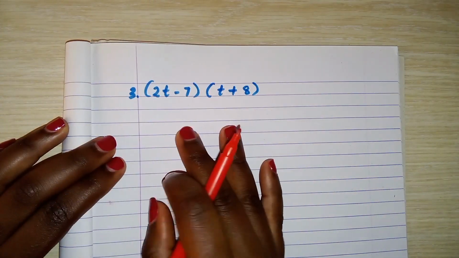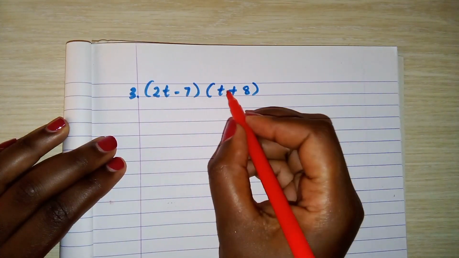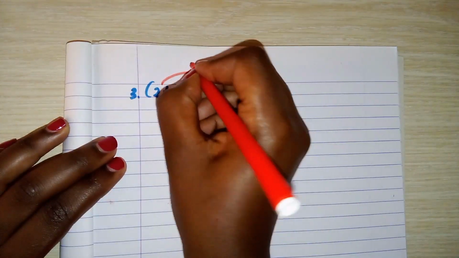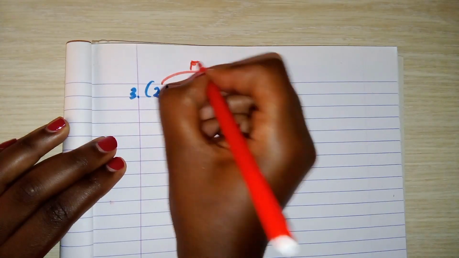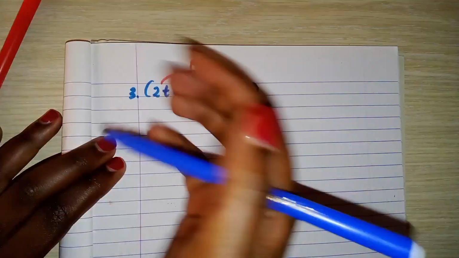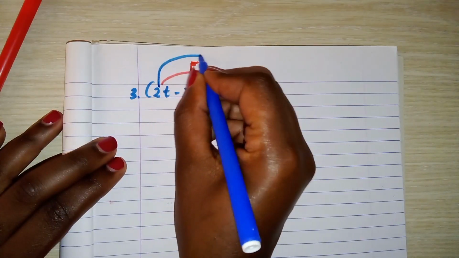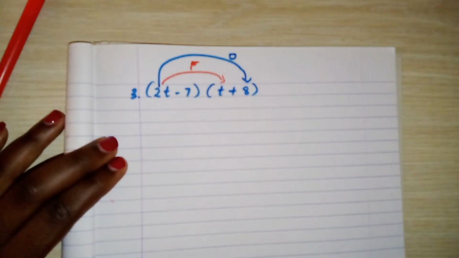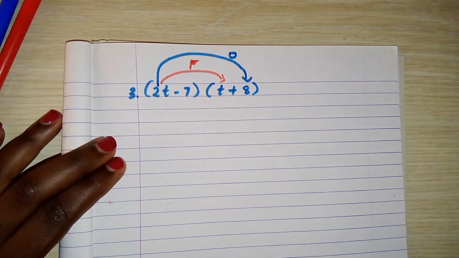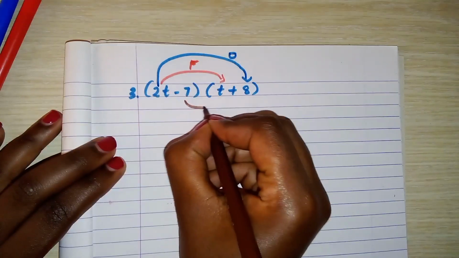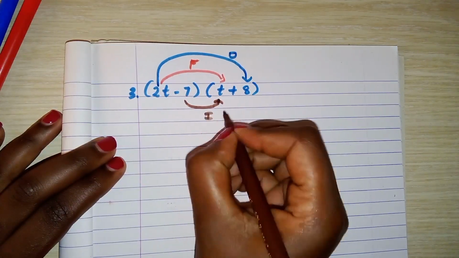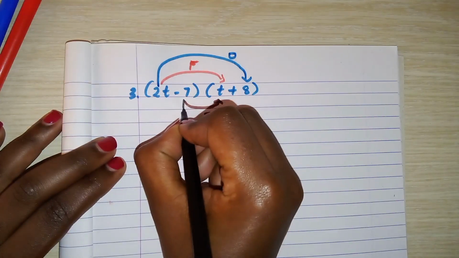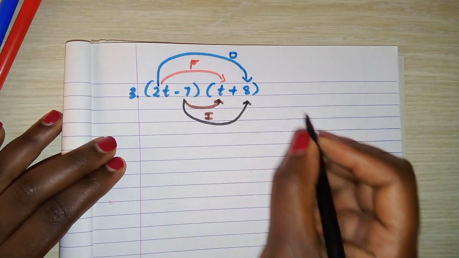That's it. Okay, so number 3, we have 2t minus 7 and t plus 8. So we do first. I'm going to put the letters there first. Then we have outside. So 2t and 8 would be outside. Then we have inside, we have negative 7 and t. And then last but not least, we have last, negative 7 and 8.